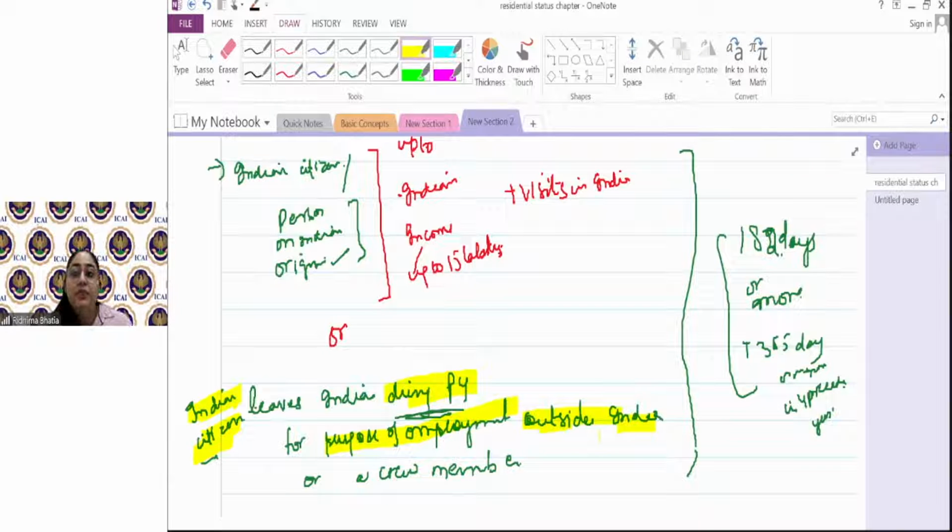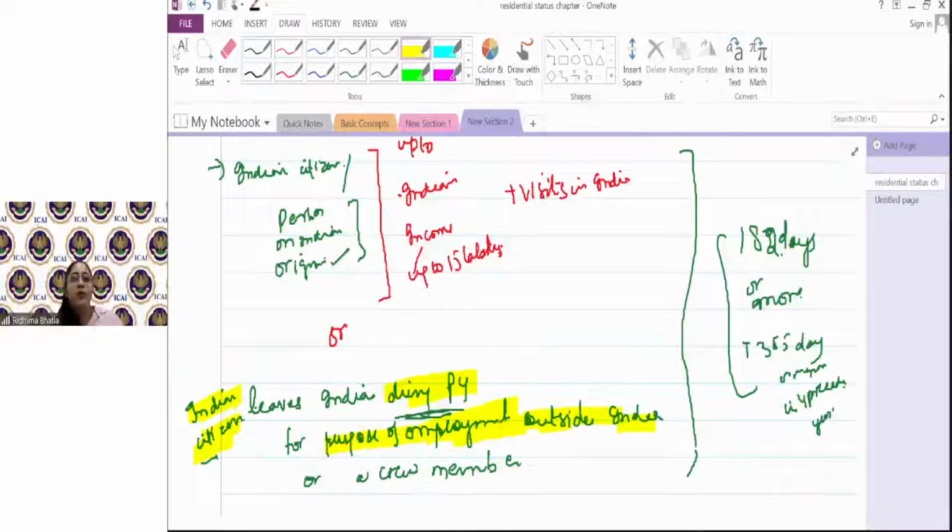The second condition is that the person who is leaving India in that previous year, for the purpose of employment outside India. ये condition क्यों है? And employment also means business here. For the purpose of employment, मतलब business, self-business also, self-employment also. This condition is for those persons who during the previous year have shifted their economic interest outside India. Economic interest क्या होता है? From where you're earning money.